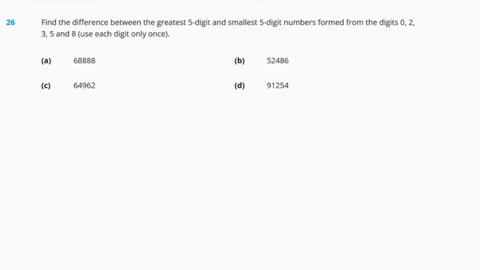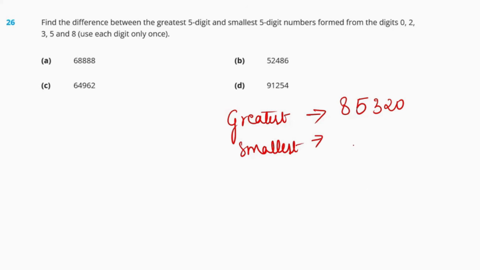Now, next question is find the difference between the greatest 5-digit number and the smallest 5-digit number formed from the digits 0, 2, 3, 5, and 8. Okay, so first of all, let's talk about the greatest 5-digit number. If we try to form the greatest 5-digit number out of these digits, it will be 85,320. Now the smallest number will be 20358, right? That is 20,358.